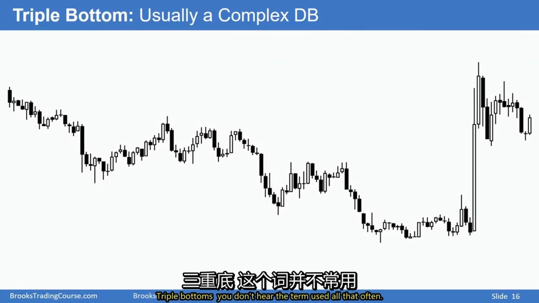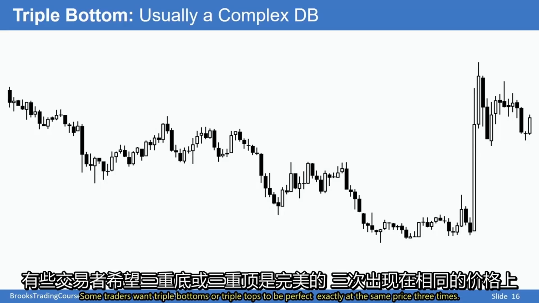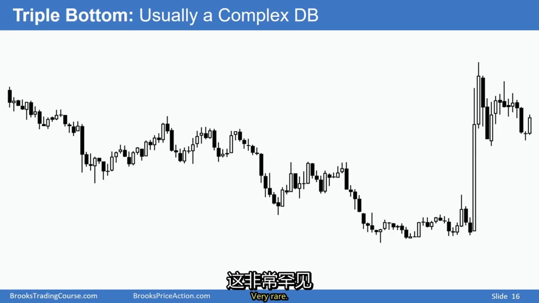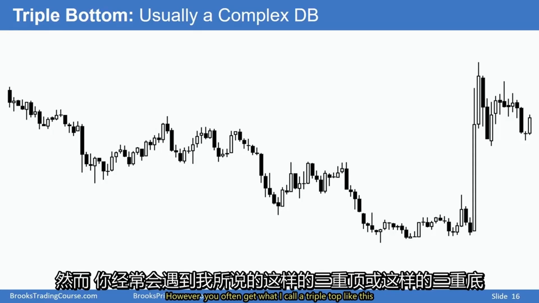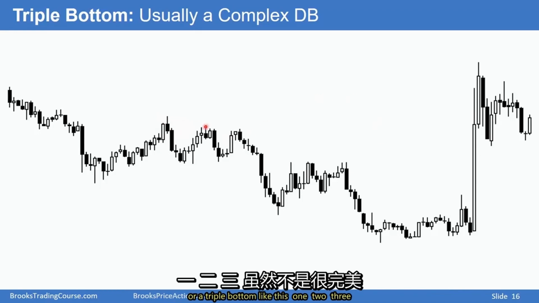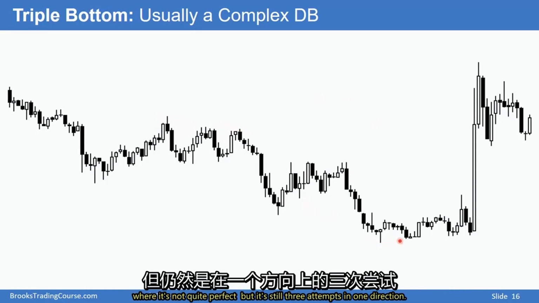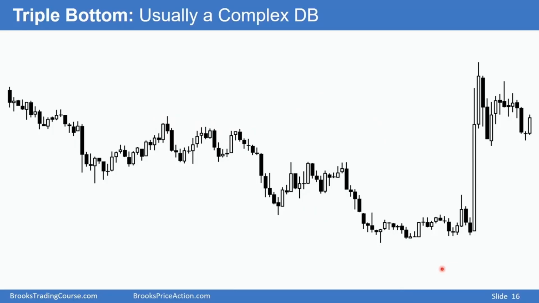Triple bottoms, you don't hear the term used all that often. Some traders want triple bottoms or triple tops to be perfect, exactly at the same price 3 times. Very rare. However, you often get what I call a triple top like this or a triple bottom like this, 1, 2, 3, where it's not quite perfect, but it's still 3 attempts in one direction.